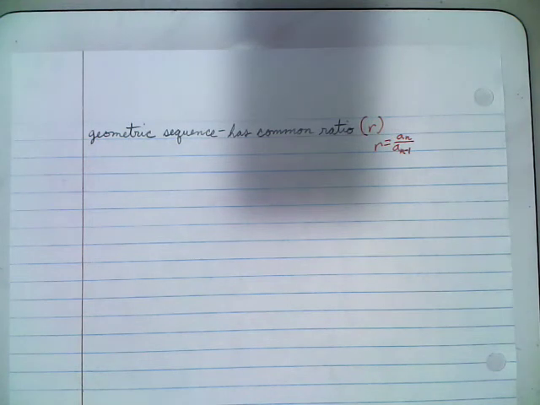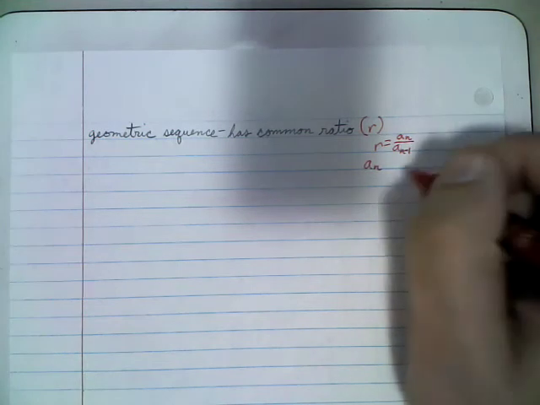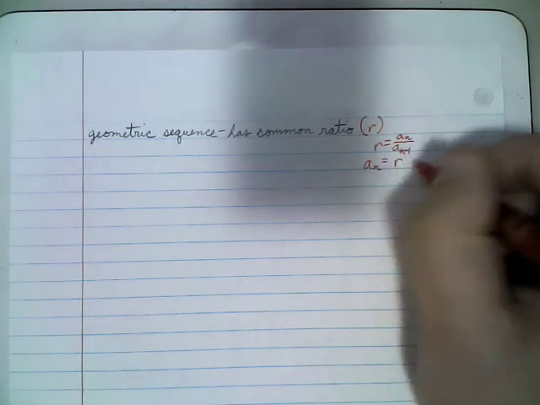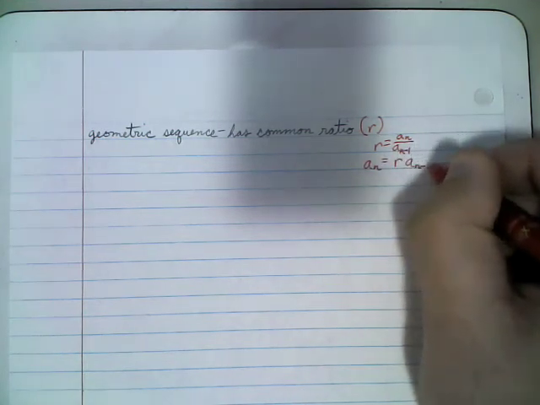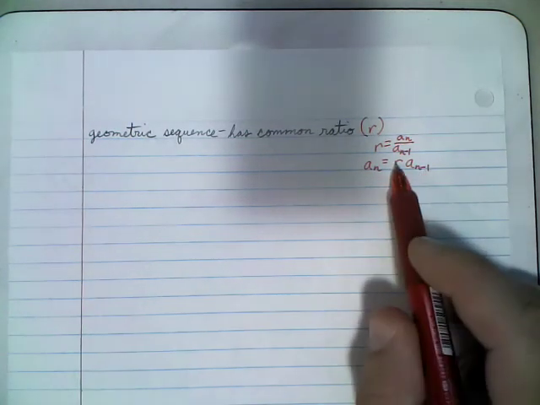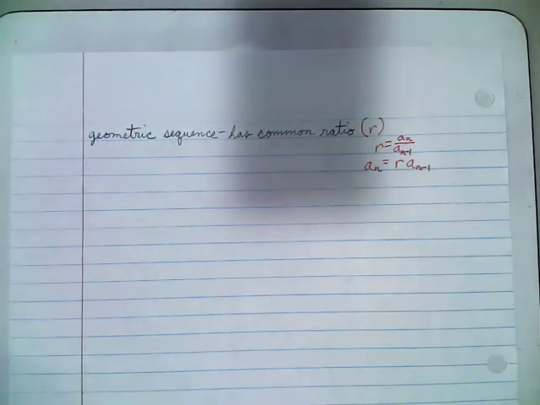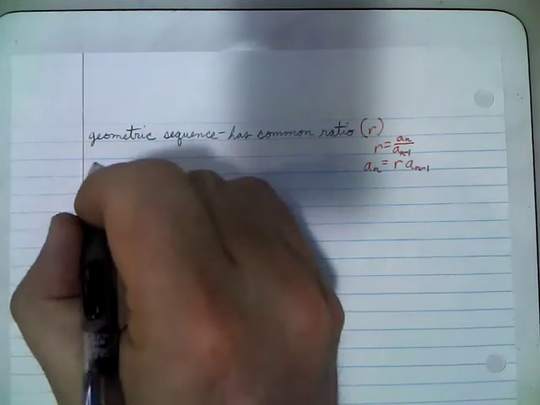Now if I rearrange this equation, what we discover is that a sub n equals r times a sub n minus 1. So whereas last time our constant difference meant that we kept adding something to find the next term, this time our constant ratio means we keep multiplying by something to find the next term. So take the term before it, multiply it by the ratio, you get the next term. So because of this, our equation transforms a little bit.